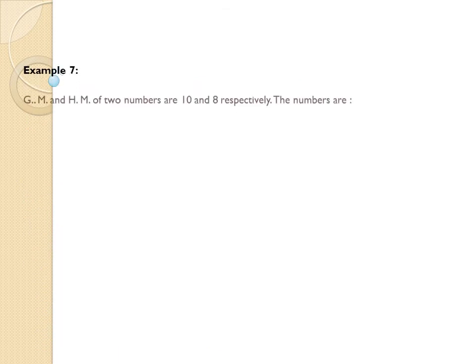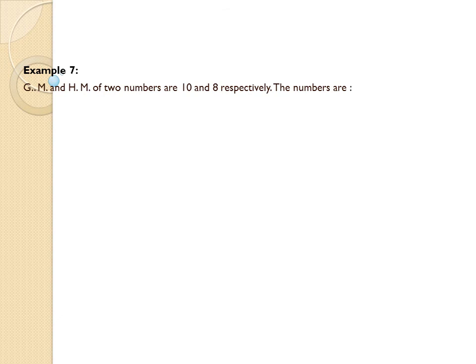Example 7. GM and HM of two numbers are 10 and 8 respectively. What are the numbers? 5 and 20, 4 and 25, 2 and 50, or 1 and 100. GM and HM I have got for the two numbers. So that is very easy, it will not be a big problem. I will get the relation, and from the relation I will solve for the numbers A and B.